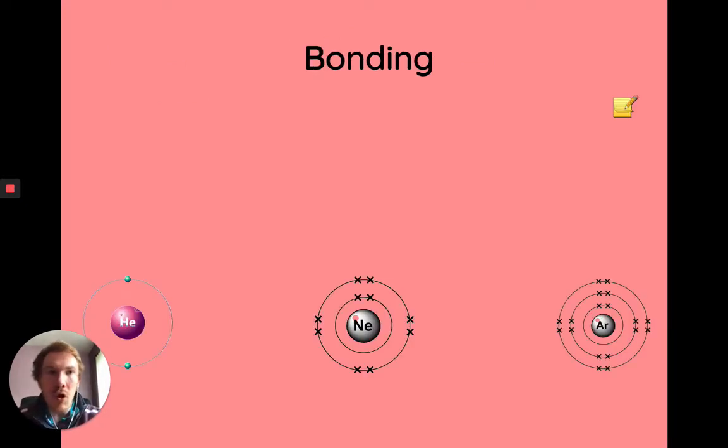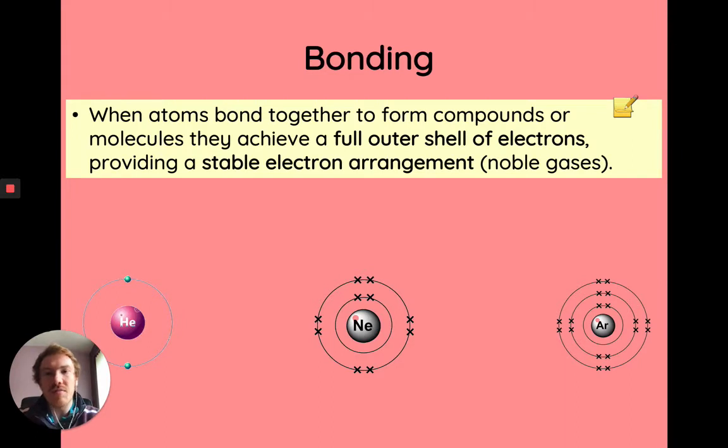In terms of all chemical bonding, it's important to remember that every chemical bond, regardless of what type of bond it is, exists so that compounds and molecules are able to achieve a full outer shell of electrons, which provides that stable electron arrangement. It's that same arrangement that the noble gases have.